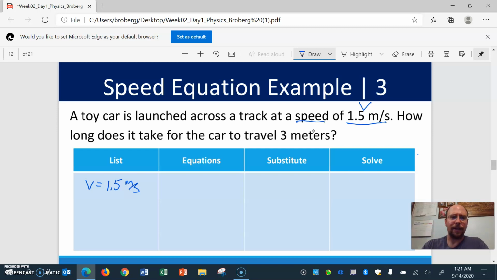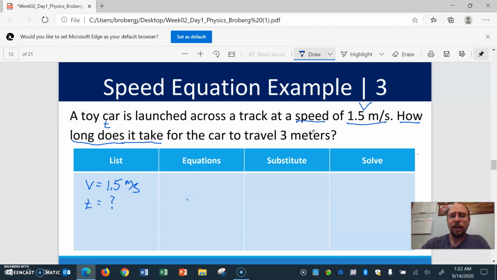And then it says, how long does it take? Well, it's not distance, even though they say long. How long does it take? That's a time. Kind of like, how long does it take to get to the grocery store? How long does it take to get to school? How long does it take for my stuff to cook in the microwave? It's a time. They're asking for a time. But they don't know what the time is, and we don't know what the time is. That's what we're looking for.